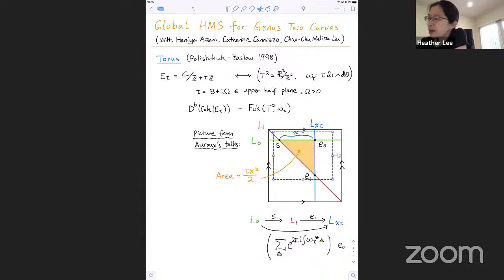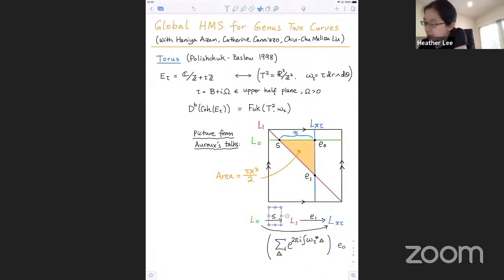Here is this triangle that these three Lagrangians bound. We can multiply the intersection points in a counterclockwise order around this triangle. So we have a product of S and E1. The product of S and E1 is going to be an element in the vector space generated by the third corner, the E0.